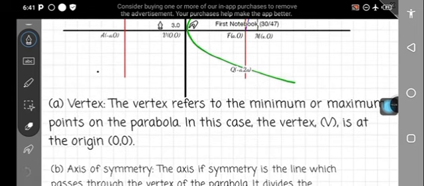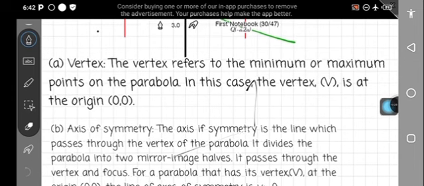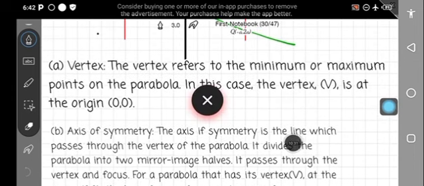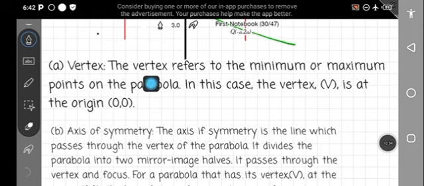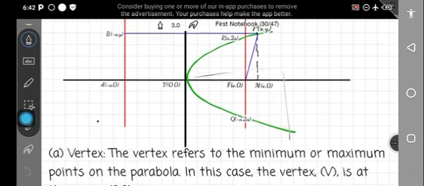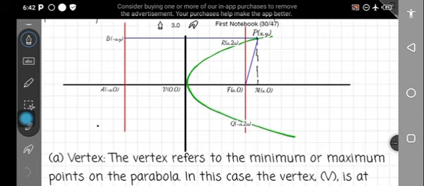So now let's define the parts of the parabola. The first one we have is the vertex. The vertex refers to the maximum or minimum point on the parabola. In this case, the vertex V is at the origin, (0, 0). Let me just highlight it so that you can see. This place is the vertex. So if we have a parabola like this, this point here is the vertex.